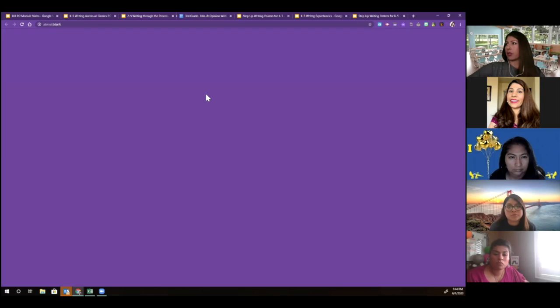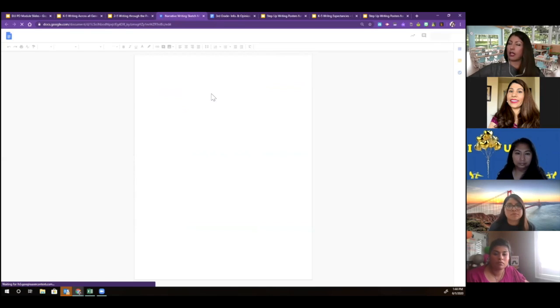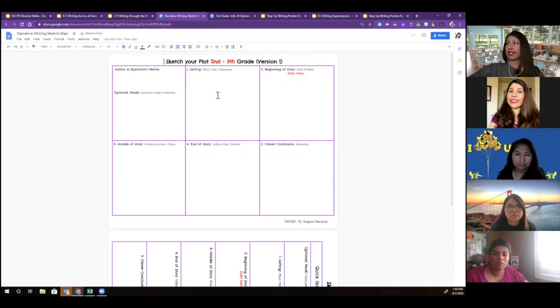The narratives are pretty much the same, except it has the elements of a narrative. And so there's the hook, the setting, the beginning of the story, the middle of the story, the end, and then the clever conclusion. The only thing I want to share with you on this sketch map for a narrative is that it's recommended that you actually have the students start right here on this 3rd box on the top.